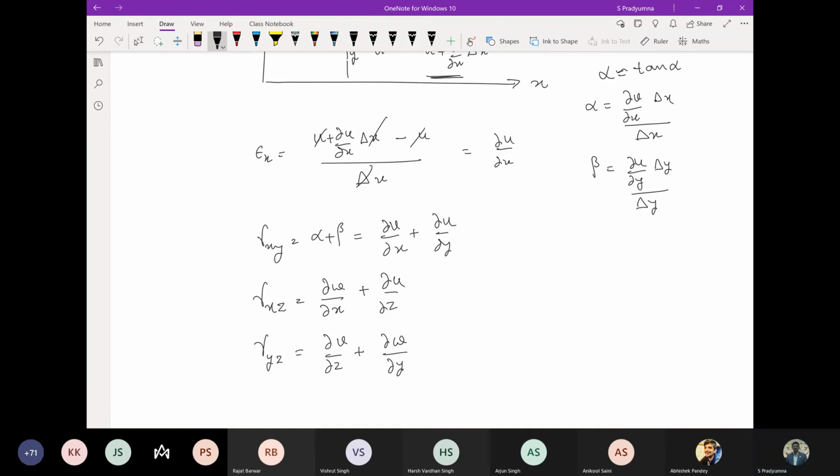If you can get the strains, by using Hooke's law you can easily get the stresses. I don't have any instrument to measure the stress, right? I can measure the displacement. I can measure the strains by using some instruments, strain gauges, which I will convert to stress by using some equations obtained from Hooke's law. This is what we are calling a linear elastic material in our case. So it's pretty simple to obtain stresses from the strains, and strains from the displacements also.